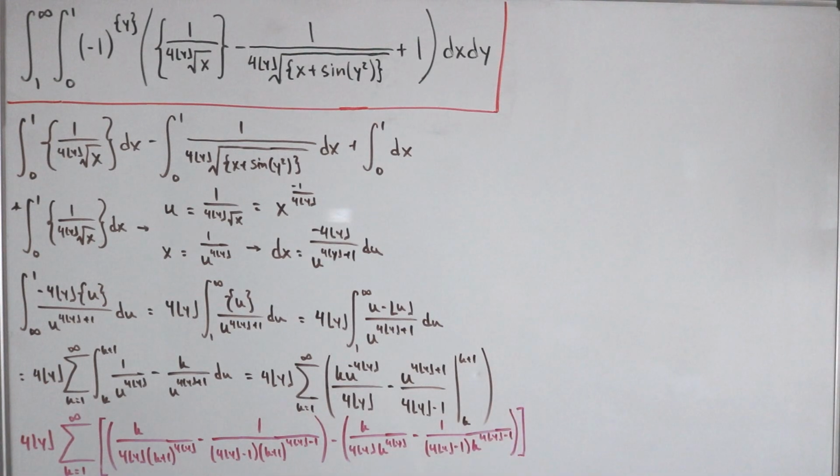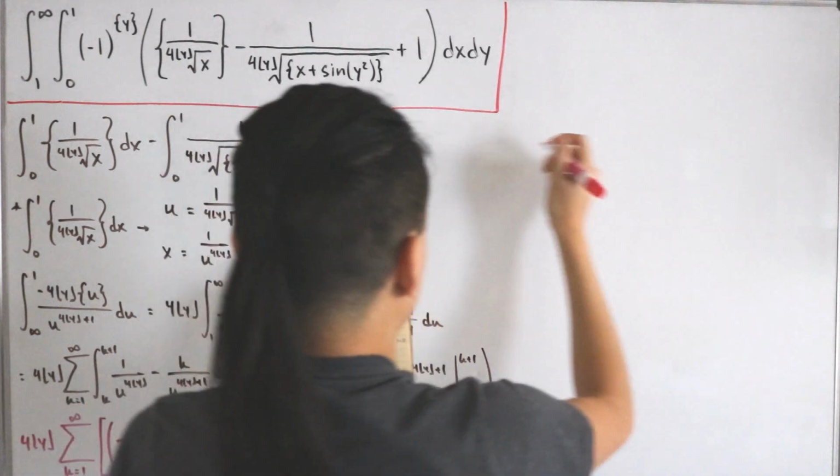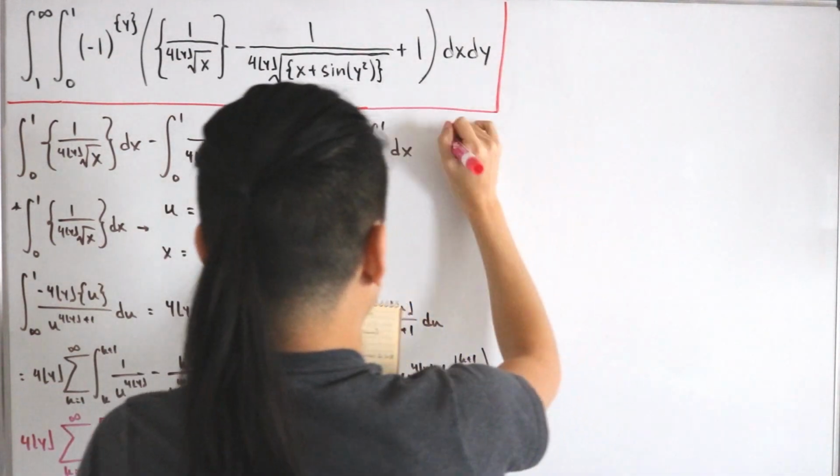I know that's a lot to take in, but now there's a bunch of things that we can simplify from here. For the 4 floor y outside, we can just distribute that into everything that we just calculated. So now what we have here is, let me actually put it in this room over here, it's fine.